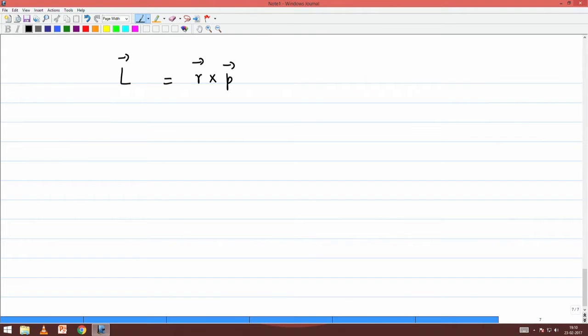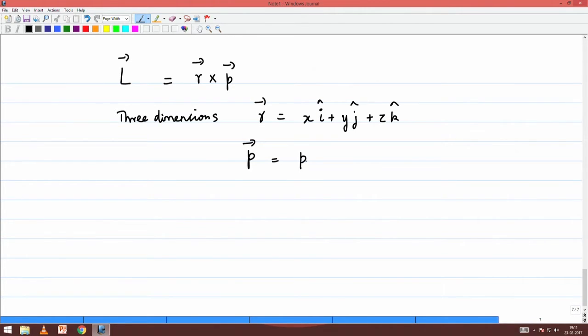Now, what about angular momentum? Remember, in classical mechanics, angular momentum is expressed as a cross product of the position vector and the momentum vector. In three dimensions, r is expressed as x times the unit vector i, plus y times j, and z times k, and p is given by p x, the x component of the momentum along i, plus the y component of the momentum along j, and the z component of the momentum along k.